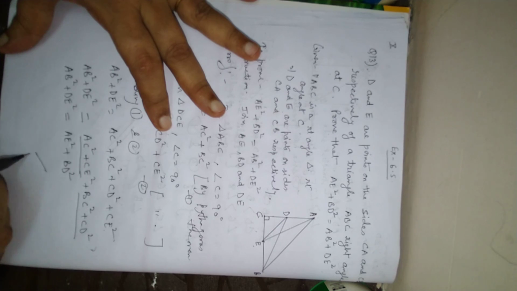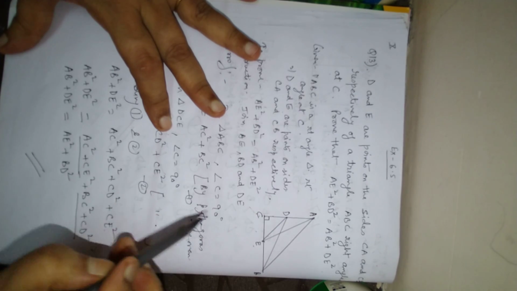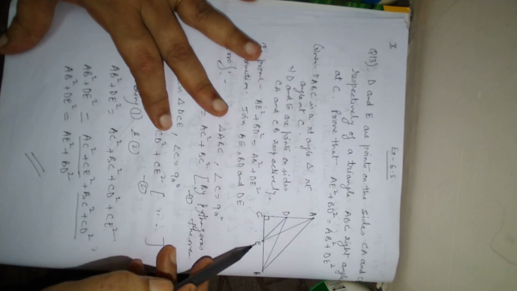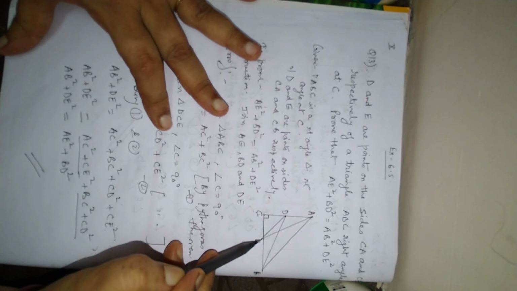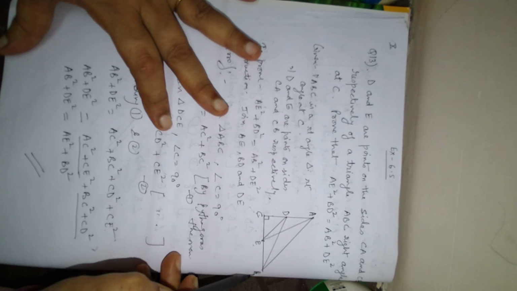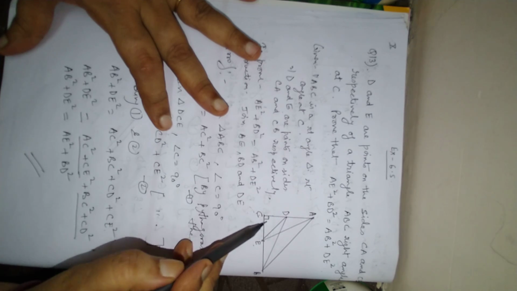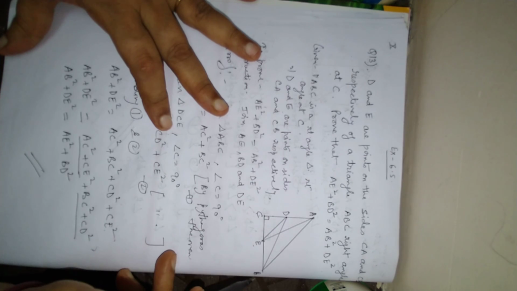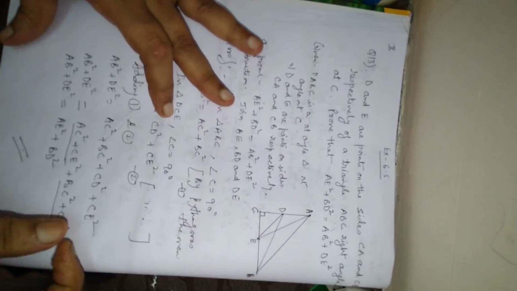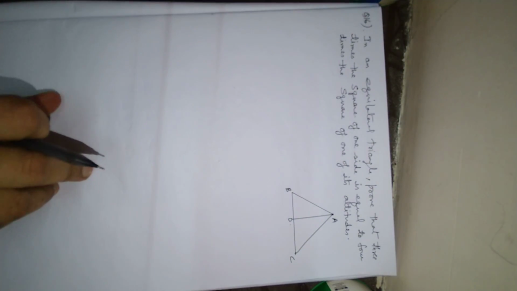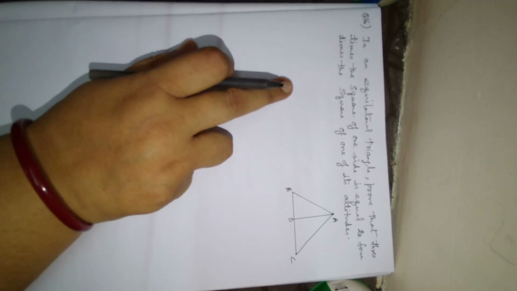So this was to prove. Here AC square plus CE square, this is again a right angle triangle, so it is equals to AE square. And BC square plus CD square, it is again a right angle triangle, so it is equals to BD square. So this was to prove. Now see question number 16.